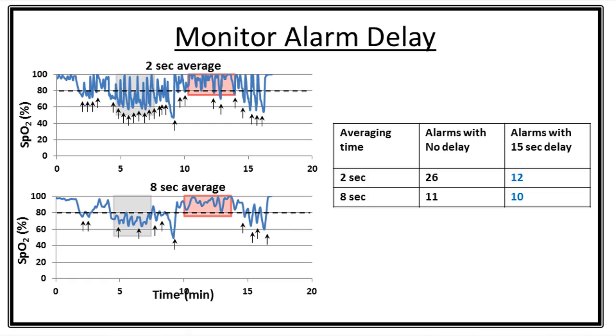The monitor alarm delay is an additional tool we can use to decrease the number of nuisance alarms. It can be used separately or in combination with the averaging time to decrease the number of alarms. The number of alarms only tells us how many events the child is having in a particular day. However, it doesn't give us any information on the time spent in any given oxygen saturation range. The histogram tool can give us this information.